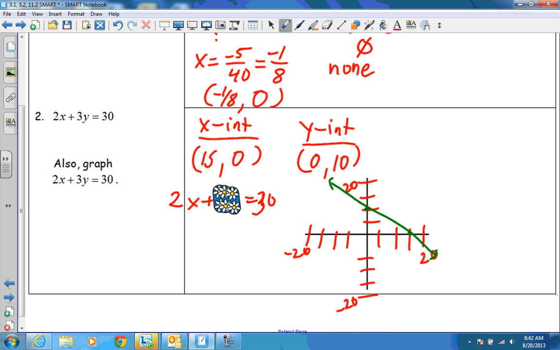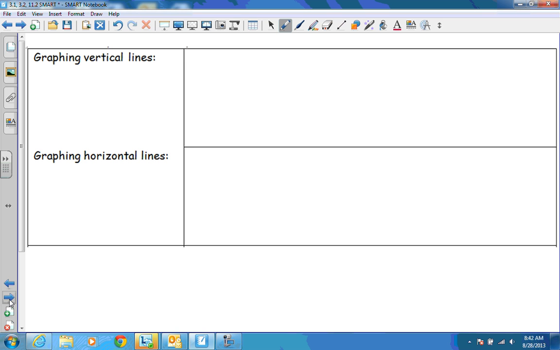What do we got? We got one more, and then we're done with the 3.1 and 3.2, and then we just have 3.2 left. And that should go pretty quickly. So, we'll get a little break after this. No, like a little dance break. This right here, and then we'll take a small break, and then we'll finish up. Okay. Graphing vertical lines and graphing horizontal lines.